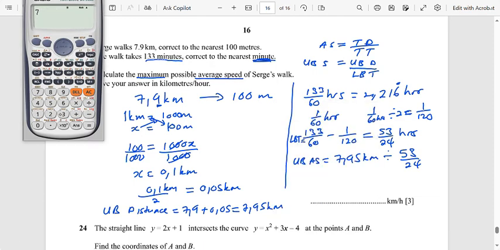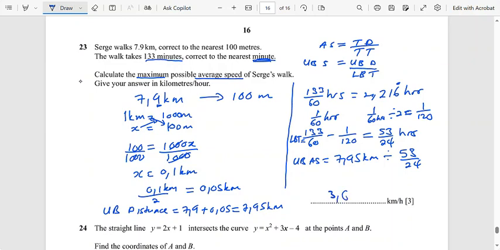So 7.95 divided by 53 over 24 gives me 3.6. So the answer is 3.6 kilometers per hour.